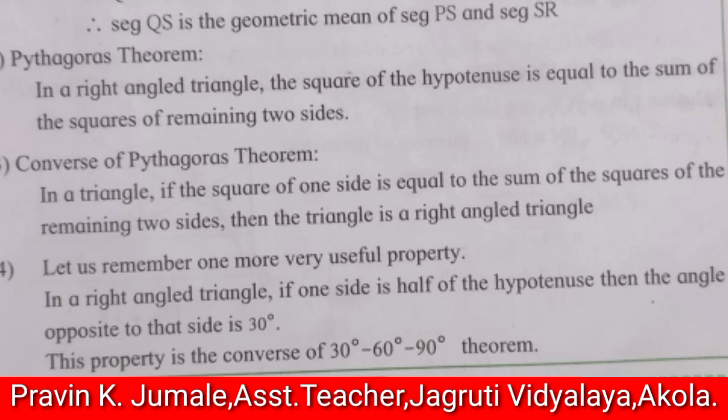Number 4, let us remember one more very useful property. In a right angle triangle, if one side is half of the hypotenuse, then the angle opposite to that side is 30 degree. This is the property of the converse of 30 degree, 60 degree, 90 degree theorem.